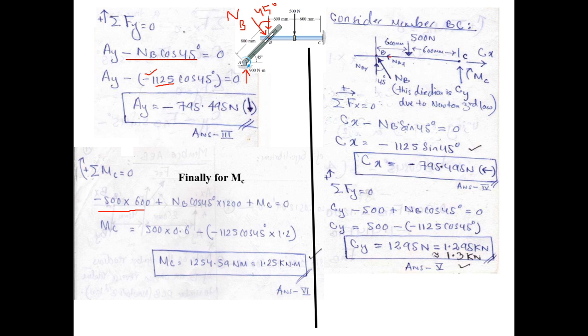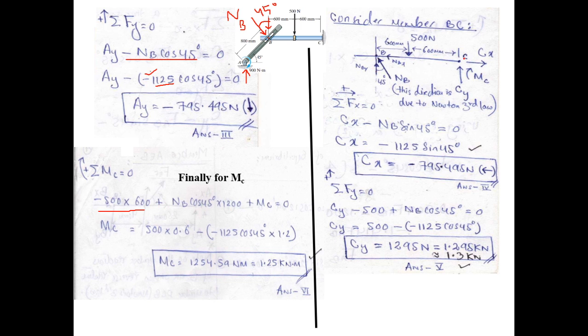Then similarly, this x component of NB will not create any moment about point C because its line of action is passing through point C. Similarly, Cy and Cx will not create any moment about point C. Their line of action is also passing through point C. But only this component NBy will create moment about point C, and its moment arm is 600 plus 600, 1200 millimeters. So NB cos 45 into 1200, and this force is exerting a clockwise moment, so that is why it is positive.